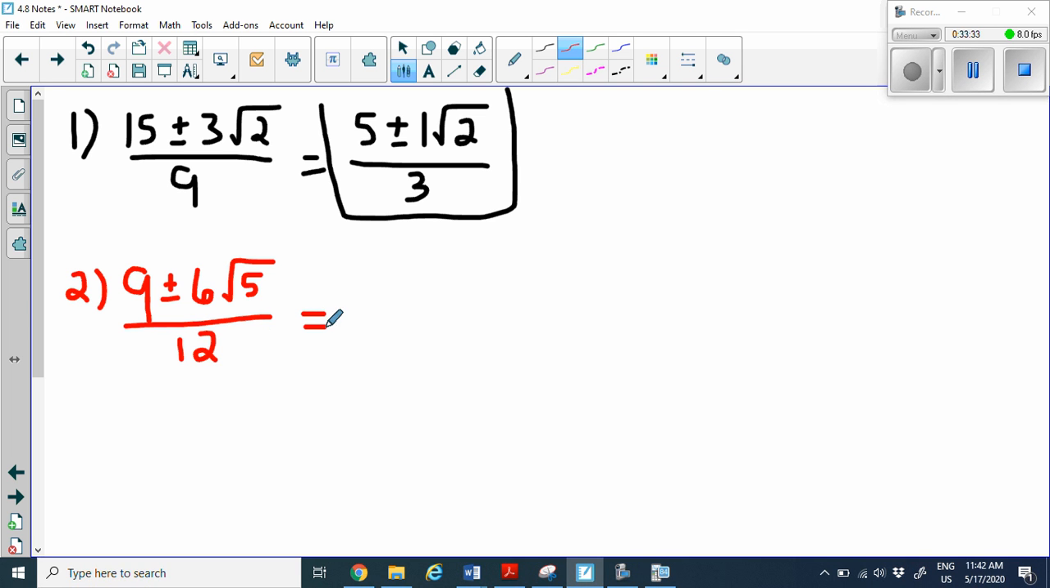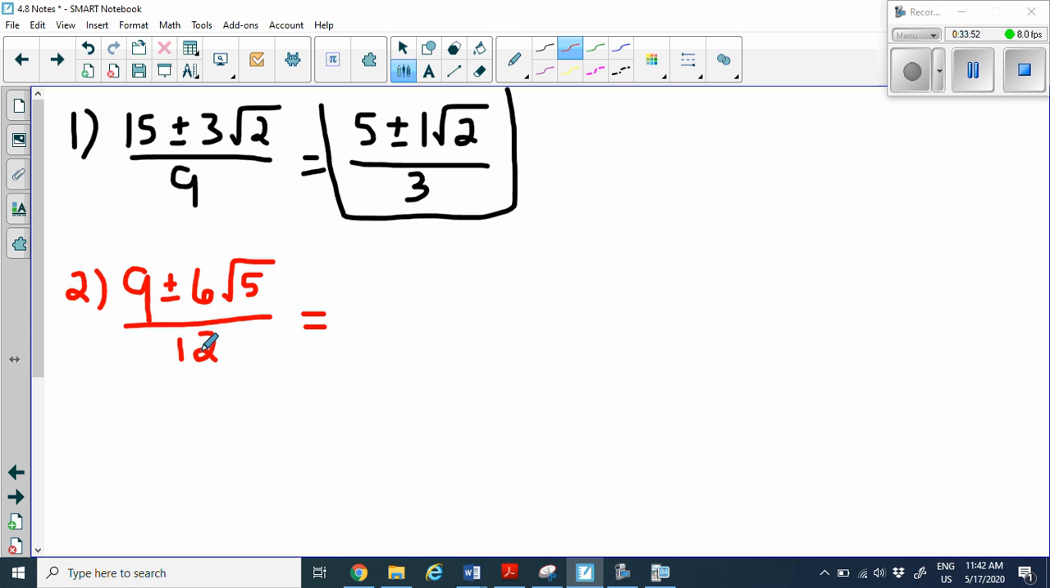So once again, if we look at 5, 5 is not a perfect square. There's no perfect squares that go into it other than 1. So what's underneath the radical sign is all simplified. But we do need to see, is there a number that can go into 9, 6, and 12? Well, there is. 3 can go into 9, 6, and 12.